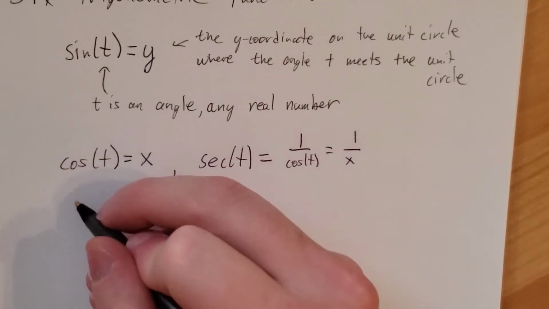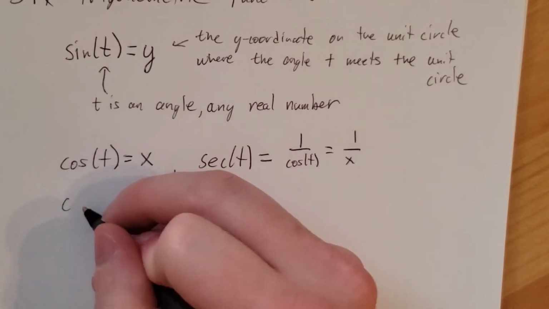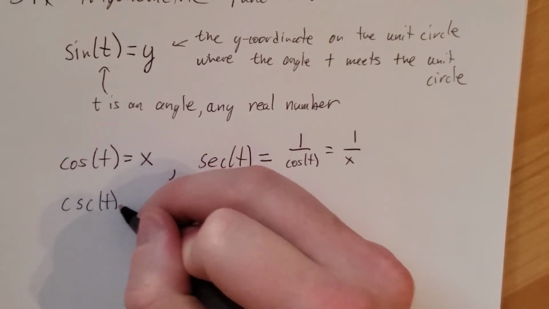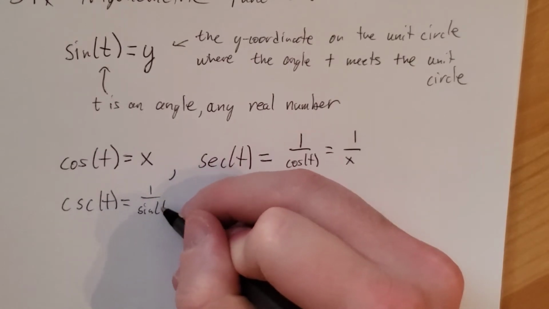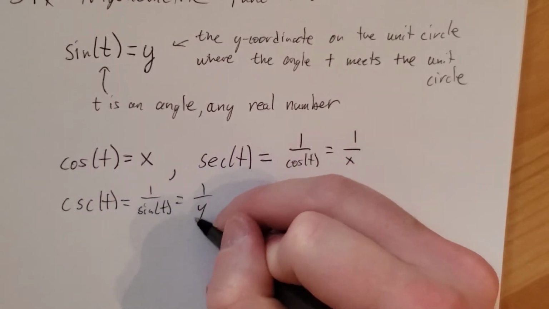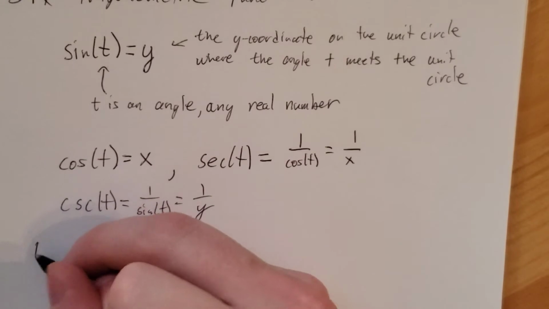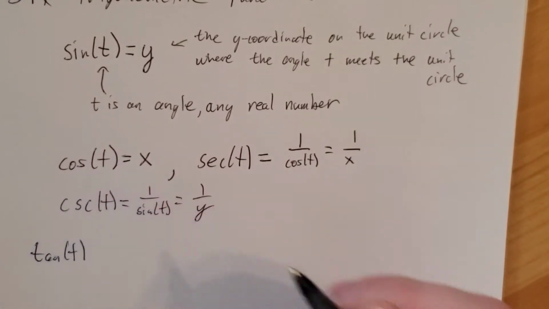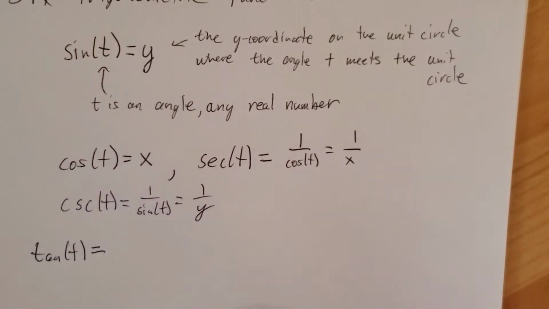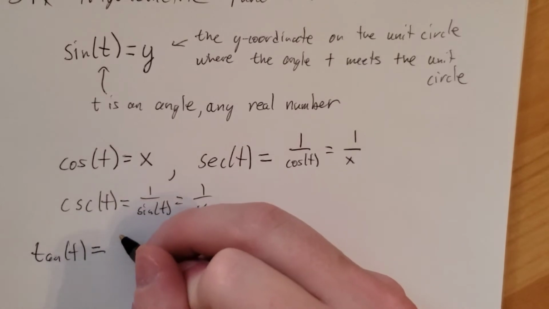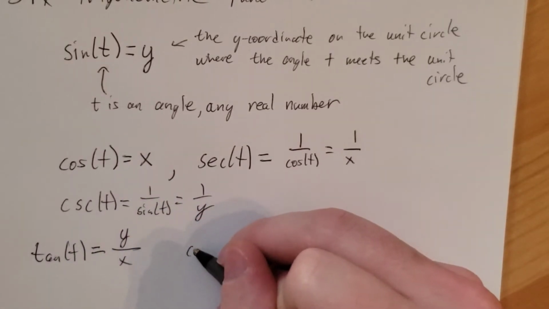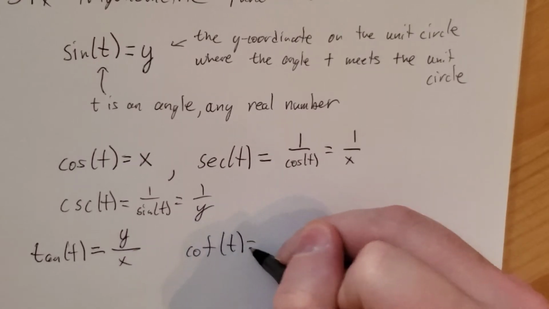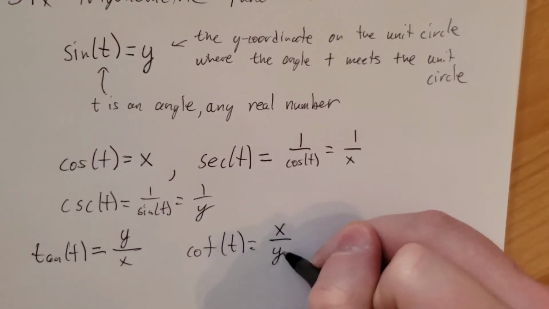We also have cosecant of t, which is 1 over sine of t, which is 1 over y. And then we have tangent of t and cotangent of t. Tangent of t is y over x, and cotangent of t is x over y.